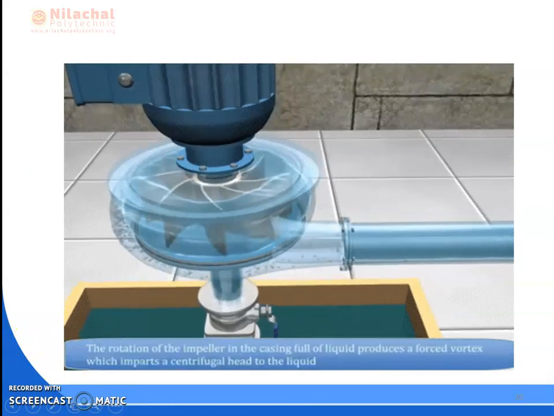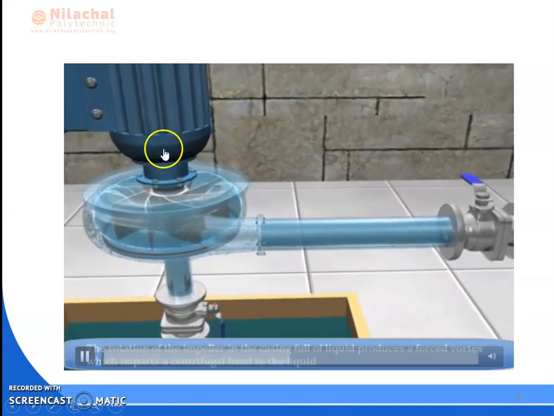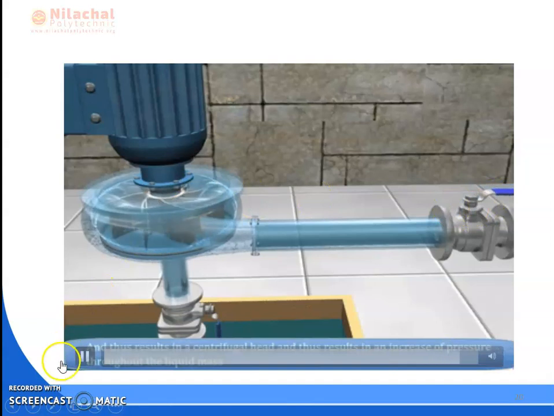So you can see here how it will be working. This is the inlet, the electric motor is there. Here is the discharge through the discharge pipe. Here the valve is there. Okay.